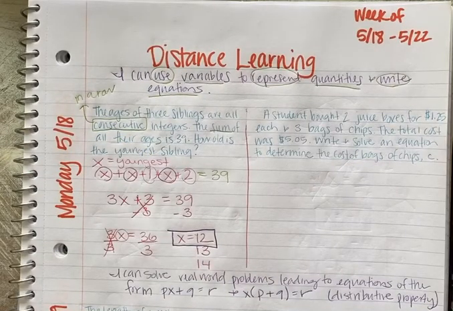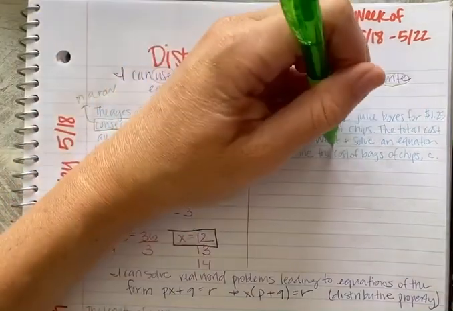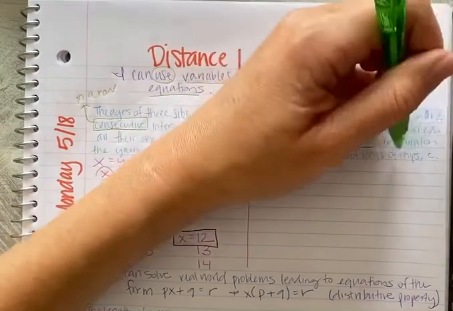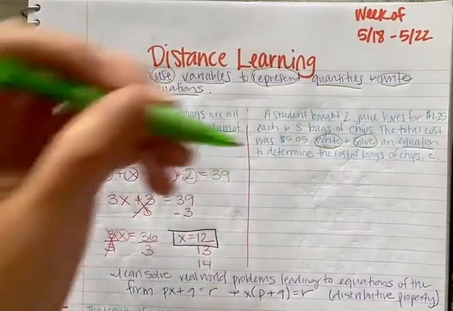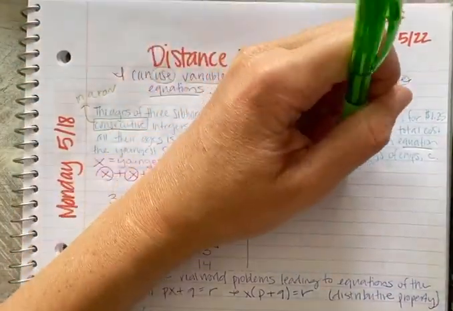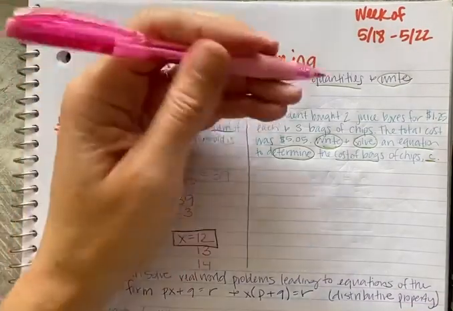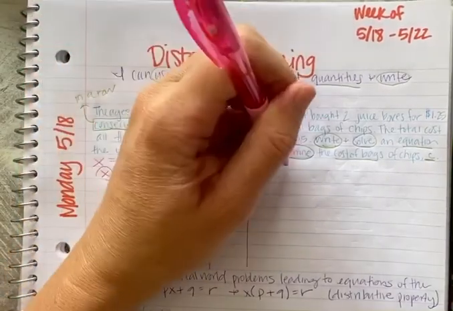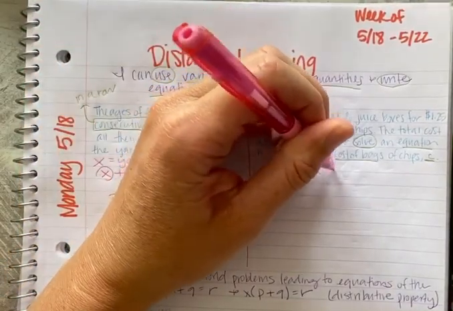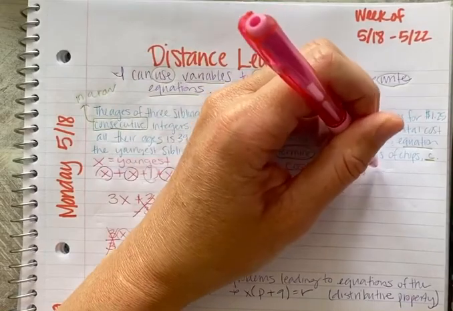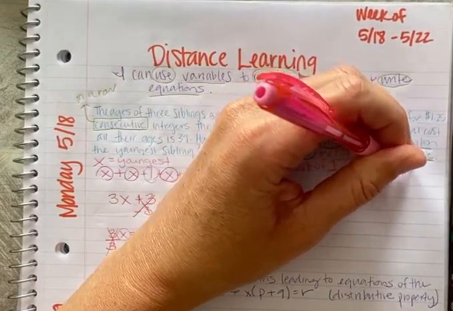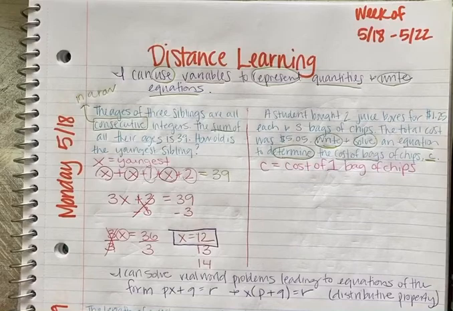Our second example: a student bought 2 juice boxes for $1.25 each and 3 bags of chips. The total cost was $5.05. Write and solve an equation to determine the cost of the bag of chips, C. So C here equals the cost of one bag of chips. We're trying to figure out, what does that one bag of chips cost?